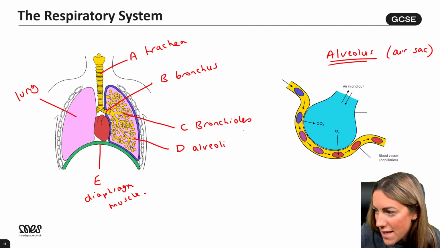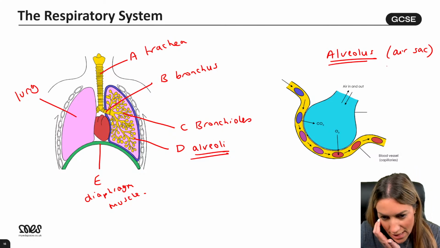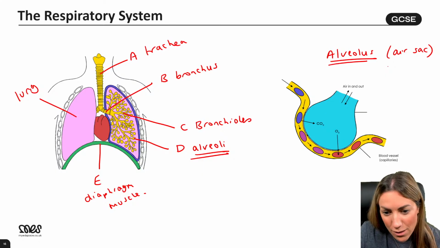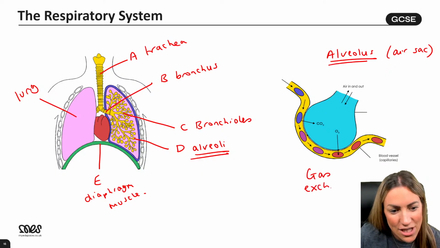Yeah, so you see all these alveoli that we had over on the left-hand side. This is just one alveolus. Now, what is the job of the alveolus? You've already told me in the chat. It is gas exchange.